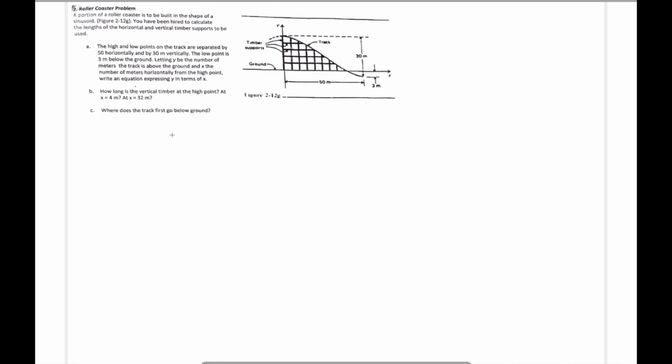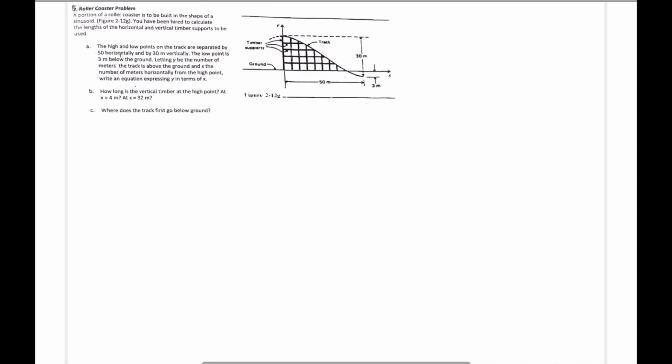built in the shape of a sinusoid. You have been hired to calculate the lengths of the horizontal and vertical timber supports to be used. Okay, so the vertical timbers are these vertical lines that you see on a roller coaster, and the horizontal timbers are the horizontal lines that you see. These are called timbers.